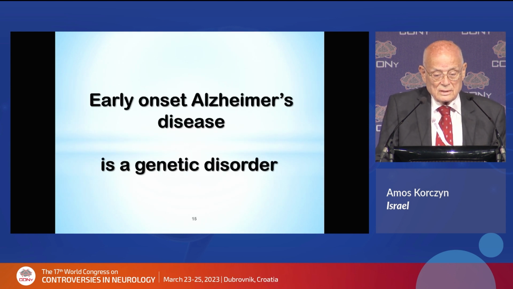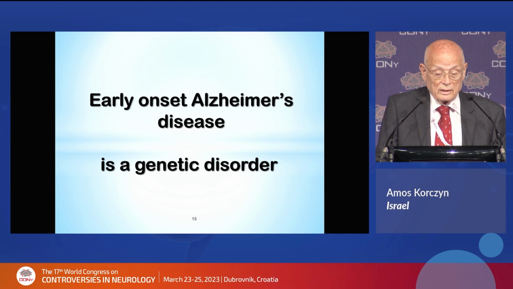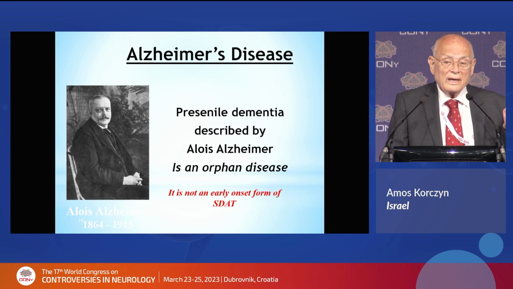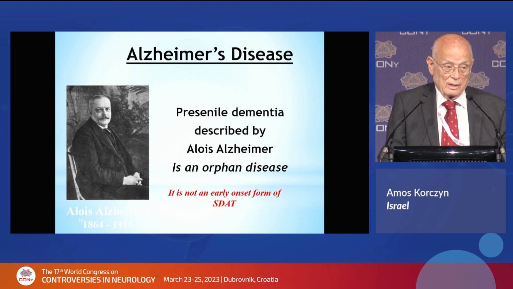So in Alzheimer's disease, we should differentiate between early onset Alzheimer's disease. So Augusta D., the patient of Alois Alzheimer 120 years ago, we now know had a genetic disorder. She had a mutation in presenilin 1. Now we know this for certainty. Of course, Alzheimer was not aware of the genetic cause of it, but he did not report any family history either. But now we know that this is a genetic disorder. So presenile dementia, which is described by Alzheimer, is actually a rare orphan disease. It is not an early onset of senile dementia.